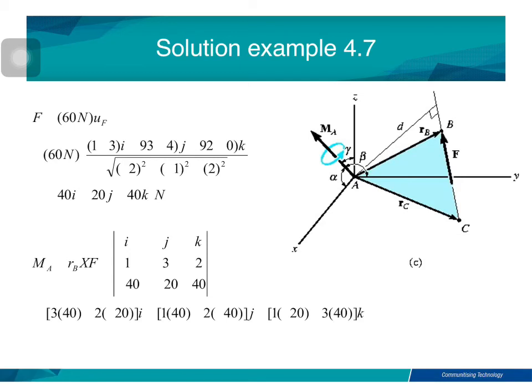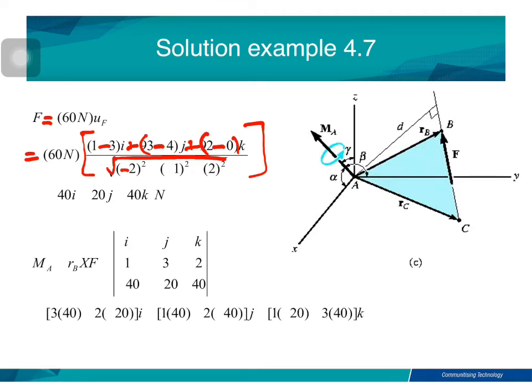So here we can resolve the force into Cartesian. So now we can have that 60 times the unit vector. This unit vector is B minus C, so coordinate B minus C. So you can have this is 1 minus 3, and then plus 3 minus 4 J, and then plus 2 minus 0 K here. And then this is the magnitude for the RCB.